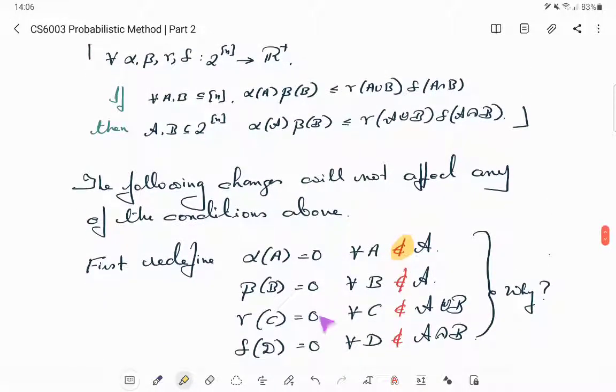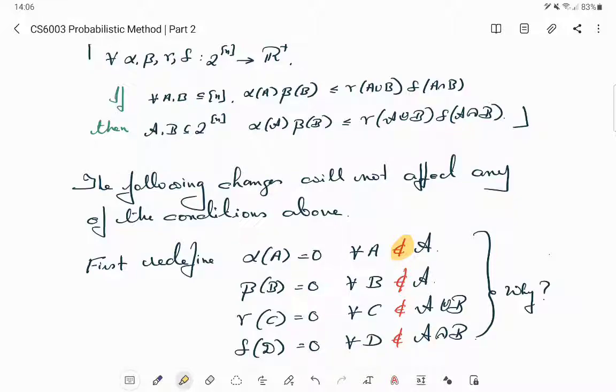But this is not all. After you do this, forget the old functions alpha, beta, gamma and delta. These are the new functions. I don't want to introduce a prime here because we are going to stay with this alpha, beta, gamma for long, and I don't want to clutter the notation. From now onwards, when I say alpha, beta, gamma, delta, I mean the functions after this modification is done.